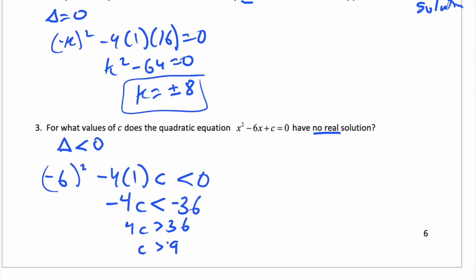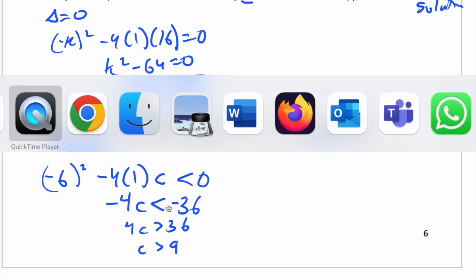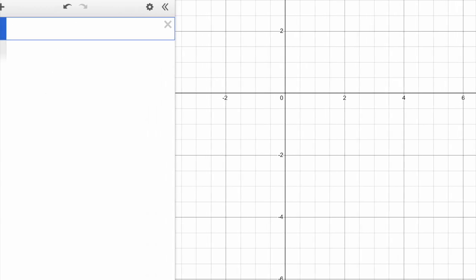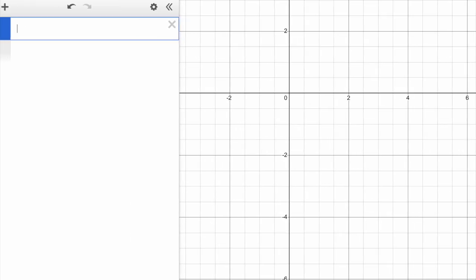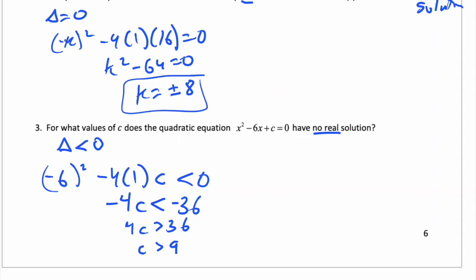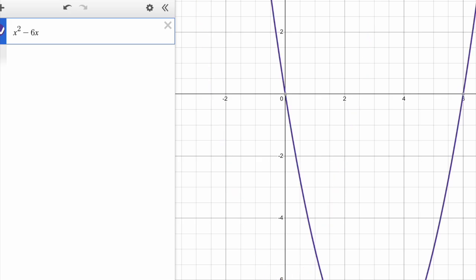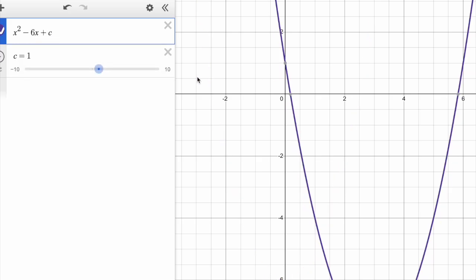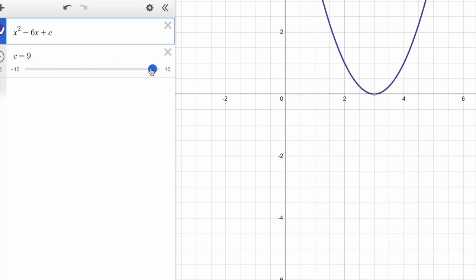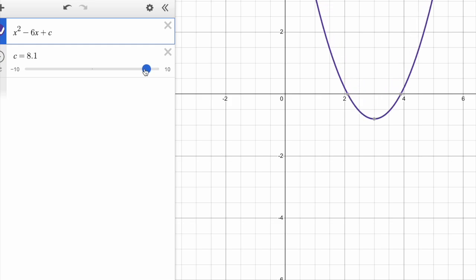Okay. All right, maybe we can take a look at that graphically. I often have Desmos open on my computer. We can graph that in Desmos. X squared minus 6x plus c, with that slider, and there we go. So if c is greater than 9, we get no real solutions. Now we're less than 9, and we get two solutions. If we go up to exactly 9, we get one solution, and greater than 9, you get no solutions. So that's what it looks like graphically.